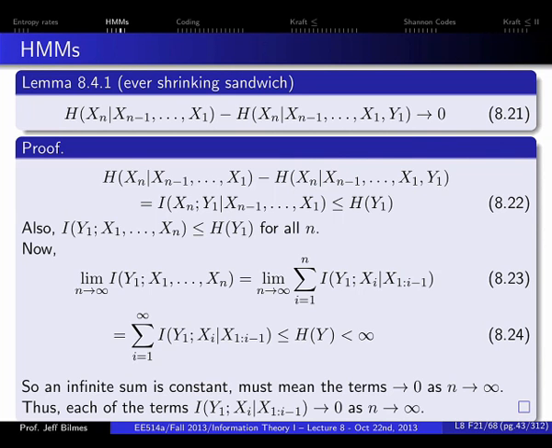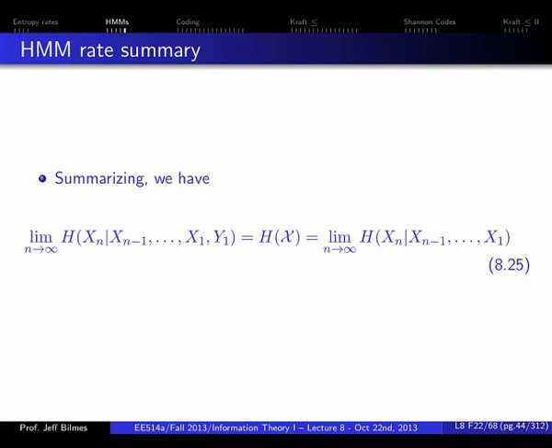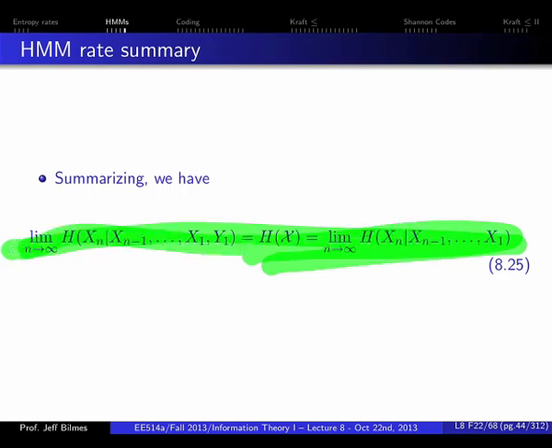Okay. So summarizing, while these are upper and lower bounds, if we take limits, then we actually get exactly the entropy rate of the stochastic process of the observed values of the hidden Markov model.